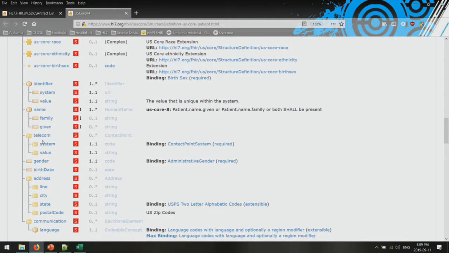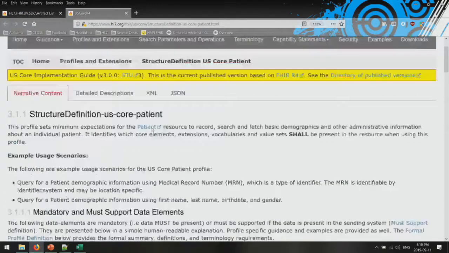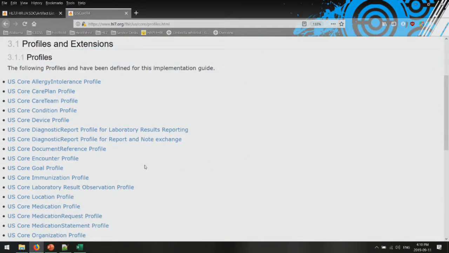What else do we have in here? Name and identifier are required, with a cardinality of 1 here, whereas they weren't in the original one. We have a binding to a state, USPS 2-letter alphanumeric codes, and that's an extensible binding. We have a binding up here to administrative gender, which is required. So I'll just quickly look at US Core practitioner, and we can look at an example of slicing.